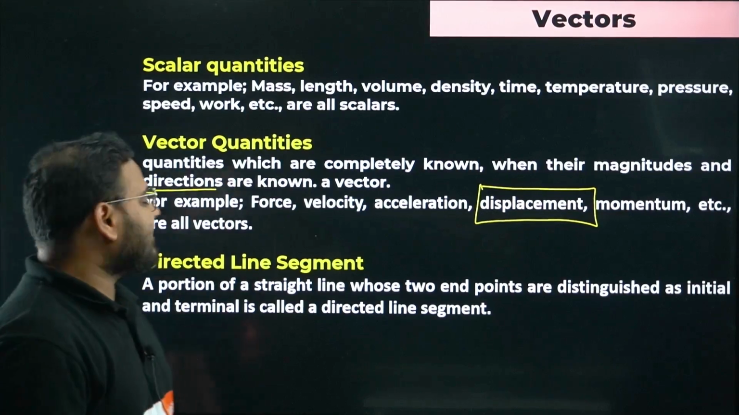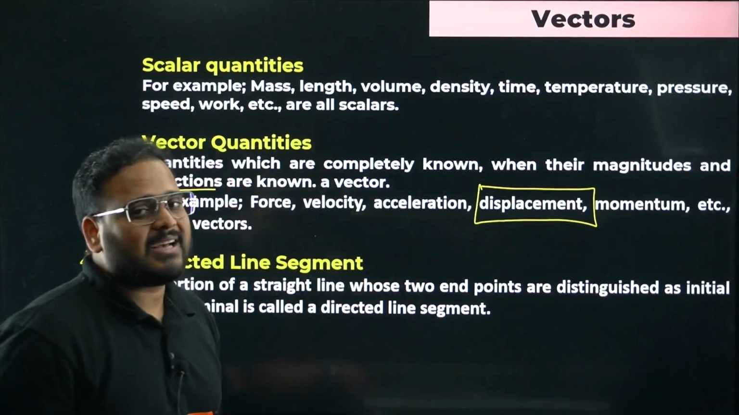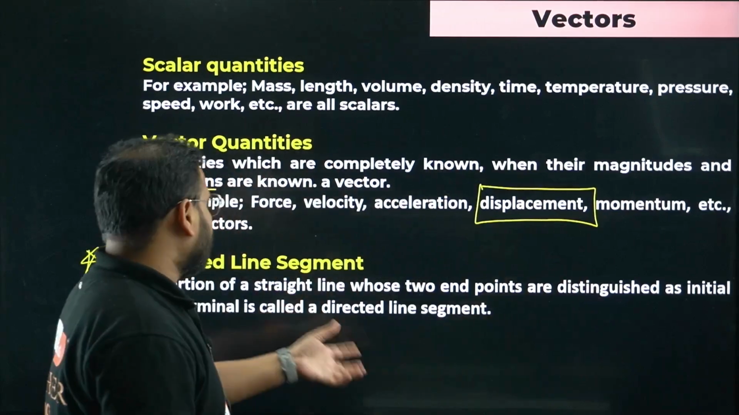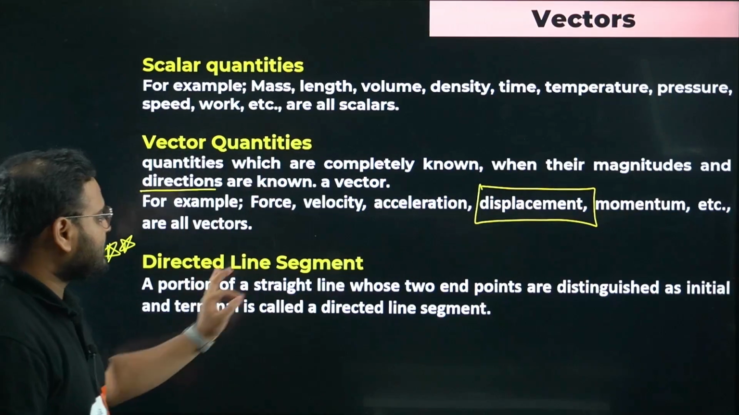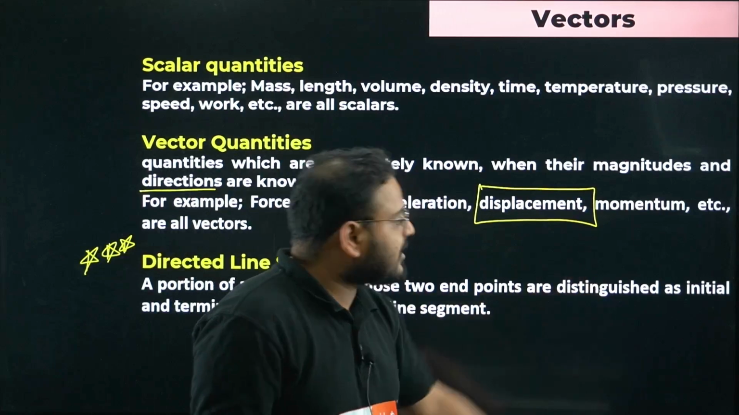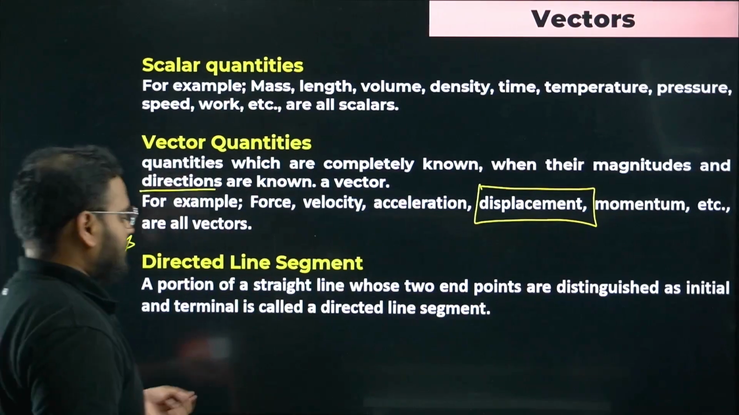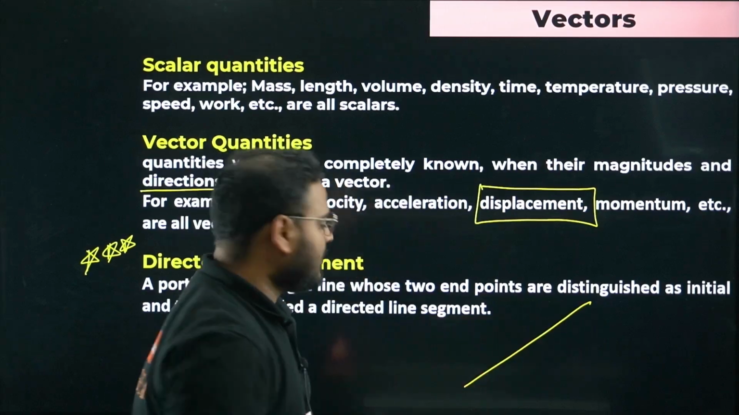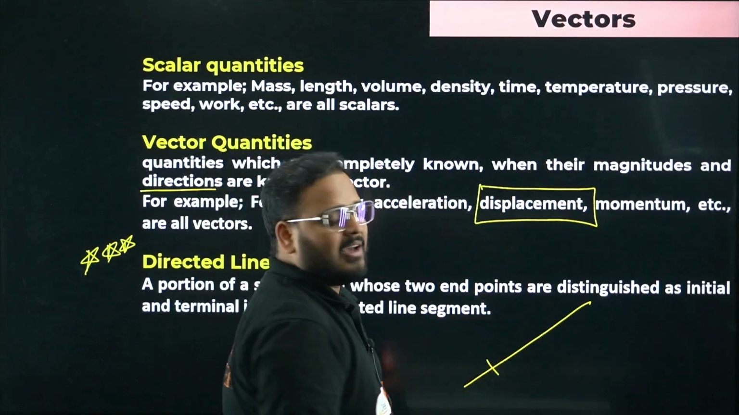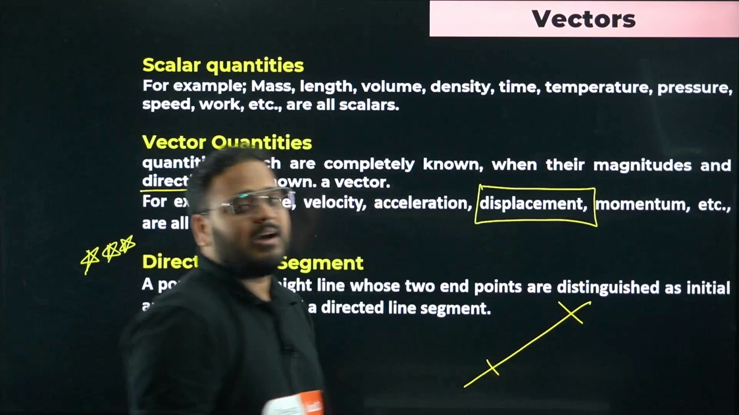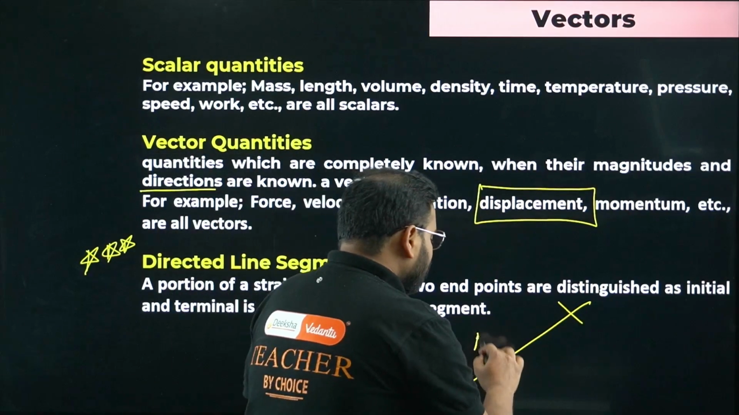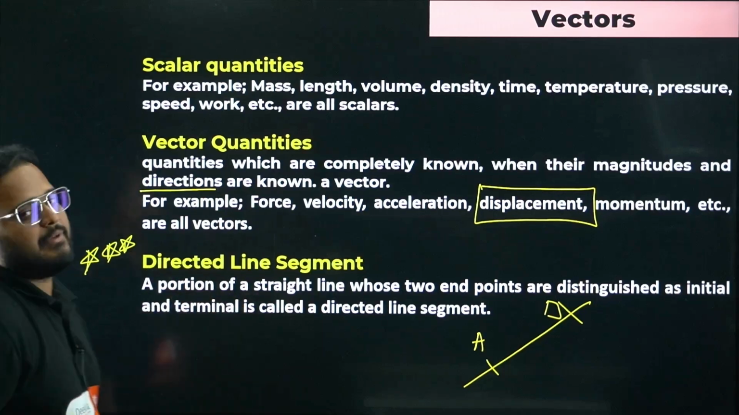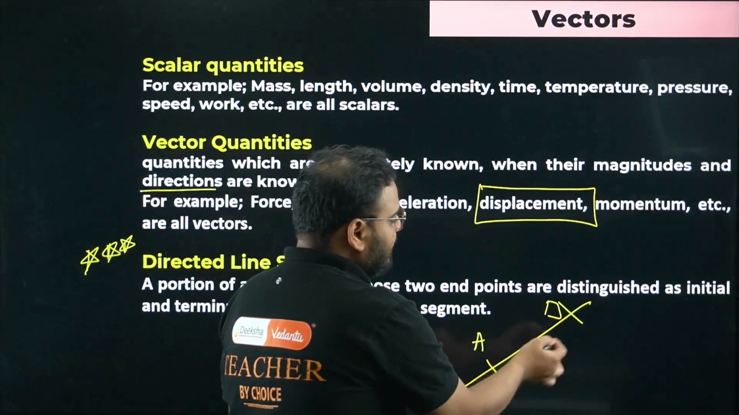What is that? A directed line segment means a line segment which has two defined points. What are the points? Initial and final point, and there's a line joining them. It is a portion of a straight line whose two endpoints are distinguished as initial and terminal point. For example, I have defined over here this as the initial point and this as my final or terminal point. I'll call this line a directed line segment AB. From here, what happens is we denote this as the vector AB.